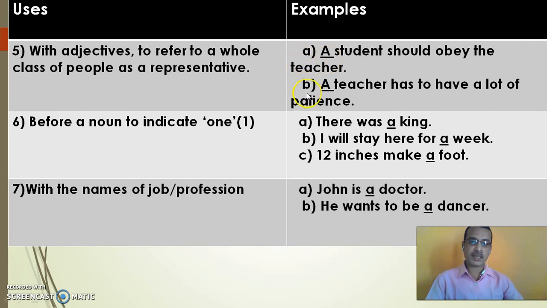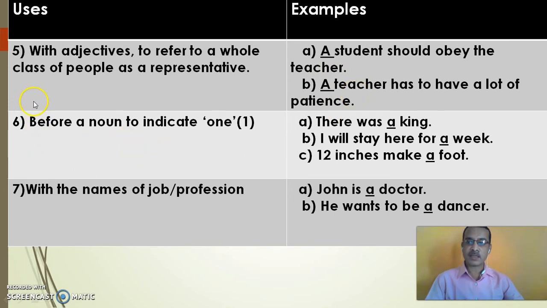Similarly, in the second example also, we have: a teacher has to have a lot of patience. So in this example also, a is referring to the whole teacher class. So this is the use of article a.